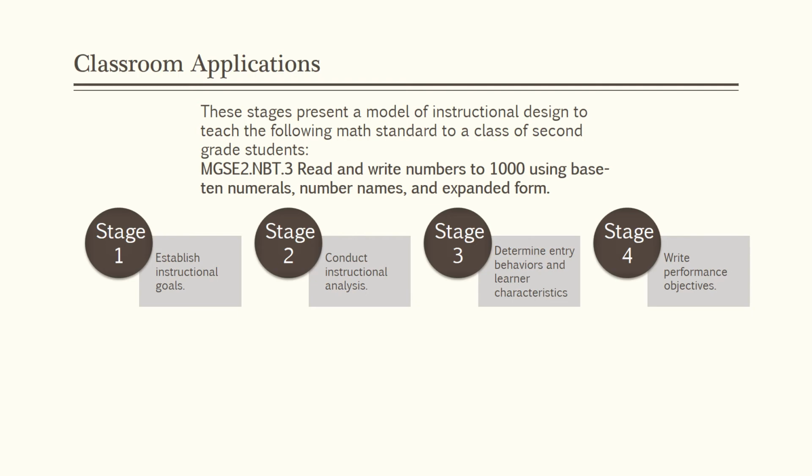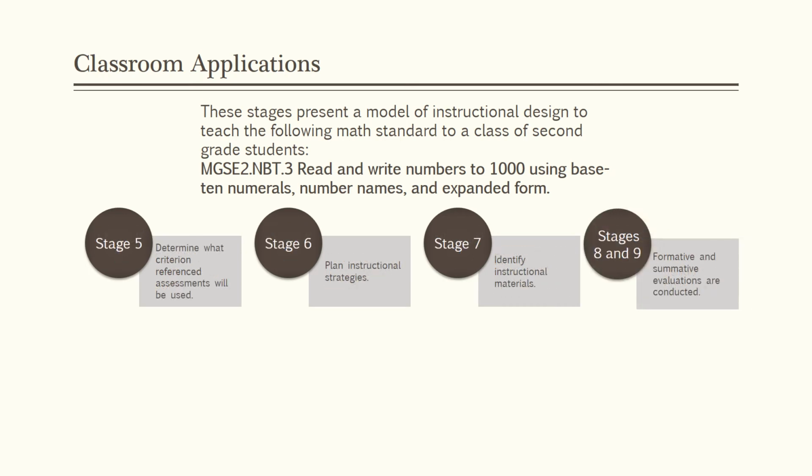At stage 4, the teacher will write performance objectives for the lesson. When given a number of less than 100, students will use base 10 blocks to illustrate that number. Using anchor charts and number lines, students will practice writing the number in different forms. Stage 5 finds the teacher identifying which criterion-referenced assessments would be best suited to this unit. Students will complete a pre-test, practice tests, and post-test in order to demonstrate proficiency of targeted skills.